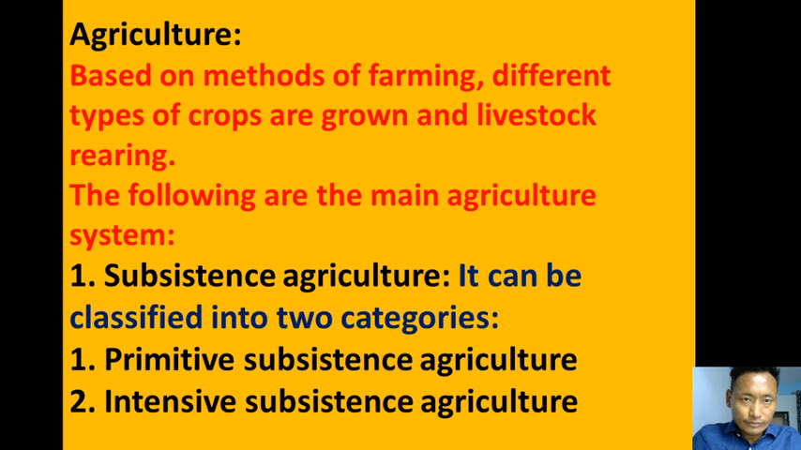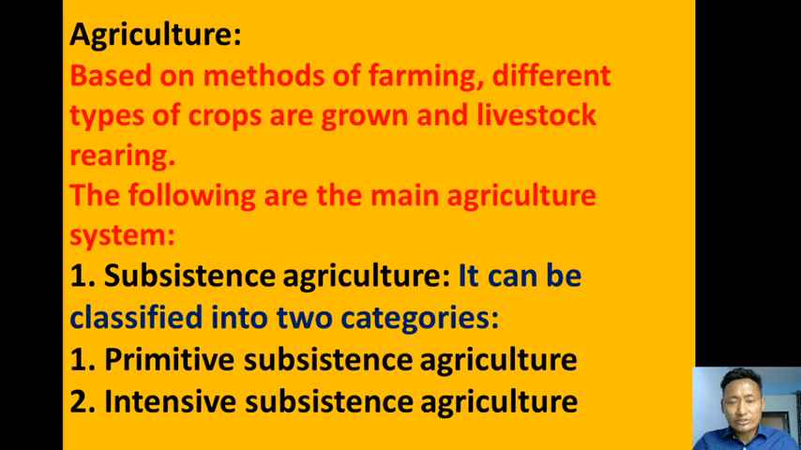So the third topic is agriculture. Based on the method of farming, meaning the inputs, tools and technologies that farmers in the world are using in order to produce crops, and different types of crops are grown and livestock are reared. On the basis of these parameters, the agricultures of the world are divided into the following categories or systems. So the following are the main agriculture systems.